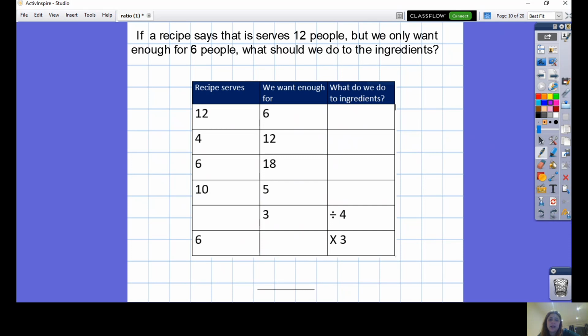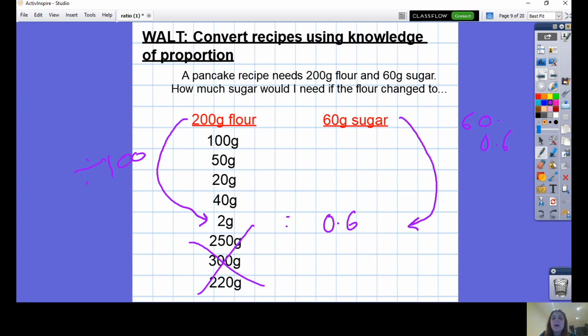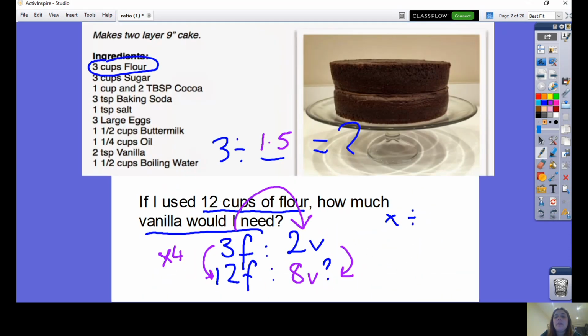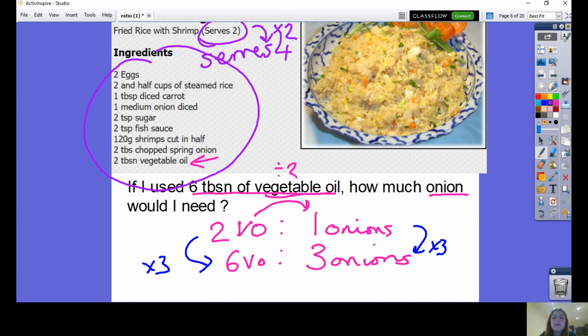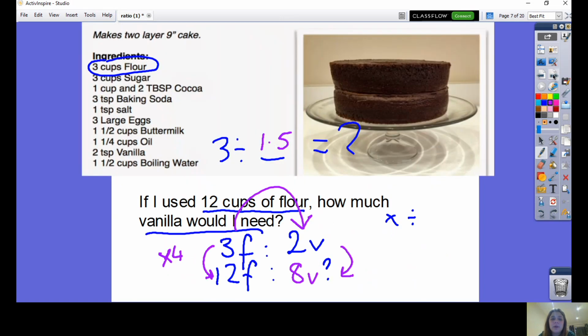Okay. The next thing that you can do then is you can look at how many people the recipe serves, and then you need to change all of the ingredients. So remember at the beginning, we were seeing about our recipes, and we saw that the recipe might serve a certain number of people. This recipe serves only 2 people. So if I wanted to cook enough food for 4 people, what do I need to do to all of these ingredients? At the moment, I've only got enough food for 2, but I need enough food for 4. How many batches will I need to cook? I'll need to cook twice as much, so what I'll do to my ingredients is I'll double all of them.